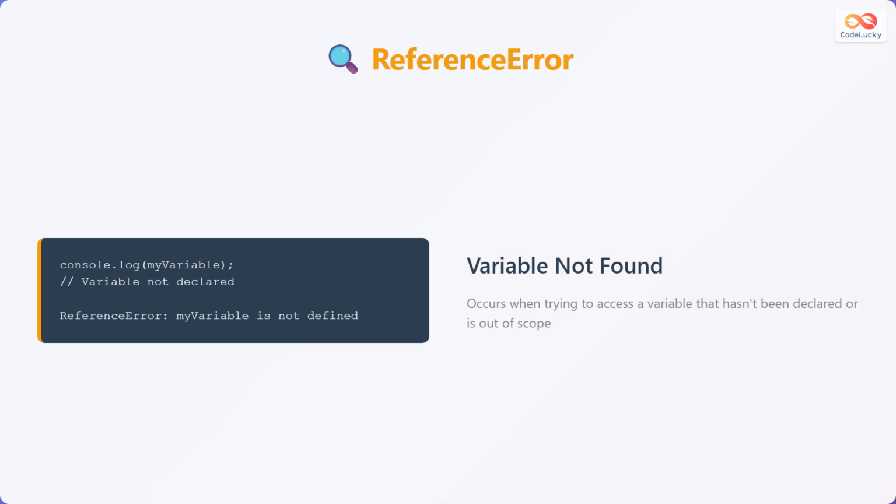Next, we'll discuss the reference error. This error arises when you try to use a variable that has not been declared or is not accessible in the current scope. For example, if you try to print the value of a variable called myVariable without declaring it first, Node.js will throw a reference error, stating that myVariable is not defined. Essentially, you are trying to use something that the system doesn't know about.